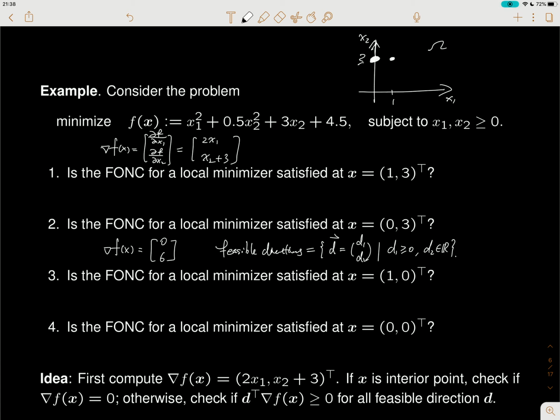Now you check, if you have any feasible direction d, and you take an inner product with this gradient f, the gradient f of x times d will be equal to (0, 6) times (d1, d2), and that will be just 6 times d2. And let's see if it's always greater than or equal to 0. And apparently it's not, right? Because d2 can be negative, so 6 times d2 could be negative. So the first order necessary condition is again failed at this point.